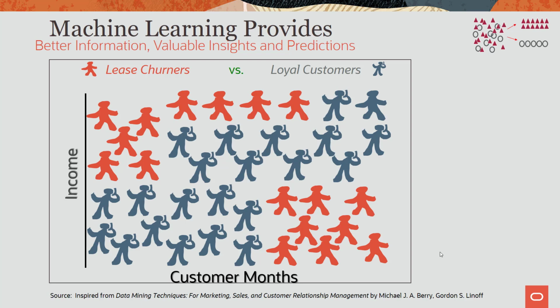And those people who say, no, I'm done. I want to turn it in. I want to go elsewhere, or maybe not even get another car at all. And so if you fit a straight line equation or model through this, like a simple linear regression, it doesn't really find a good separation between the blue loyal customers and the red lease churners.